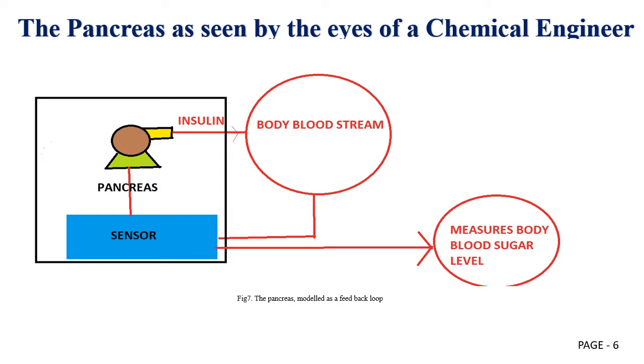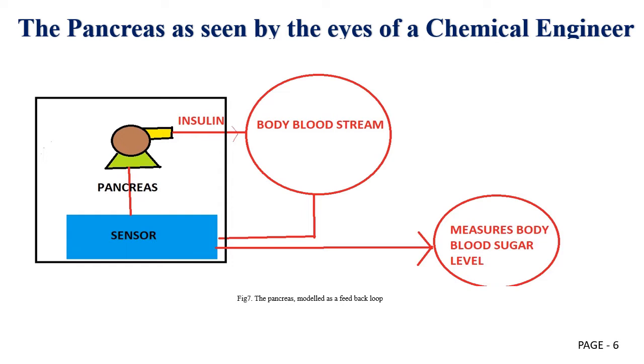So the thing which I am showing over here is a sensor actuated pump. The pancreas, from the perspective of a chemical engineer, is basically the sensor and the pump working together. Our bloodstream contains glucose. The sensor senses the amount of glucose present in our bloodstream, and based on that, it sends a signal to the pump, and the pump pumps insulin inside our bloodstream. So if we are having a low glucose level, then the amount of insulin pumped in the bloodstream will be lesser.